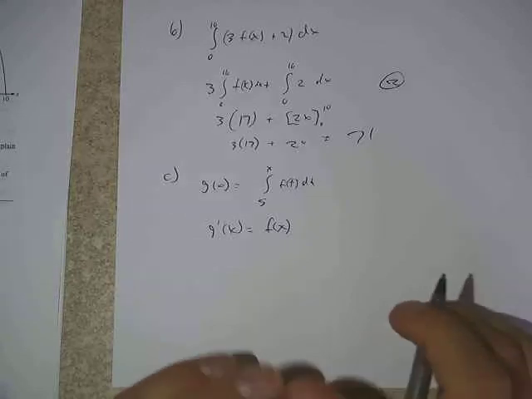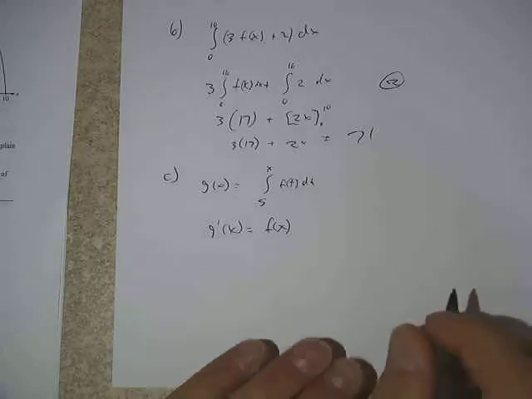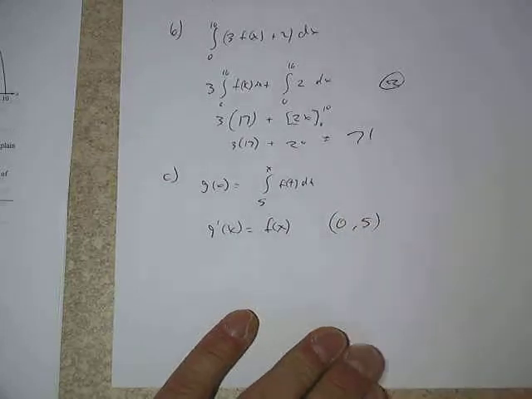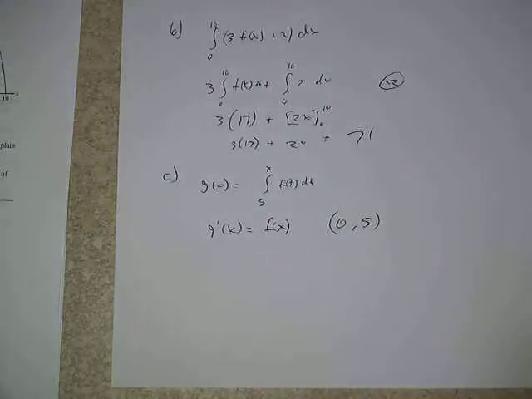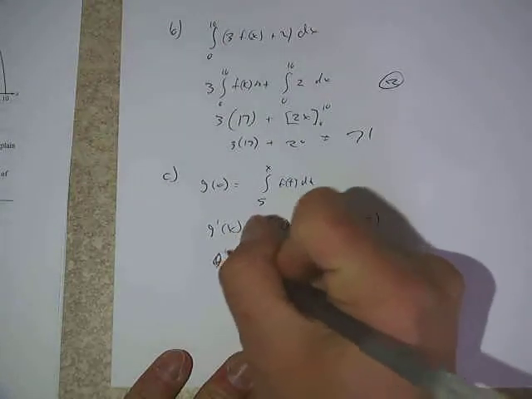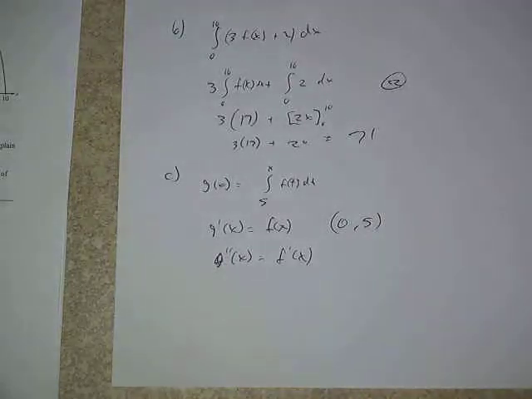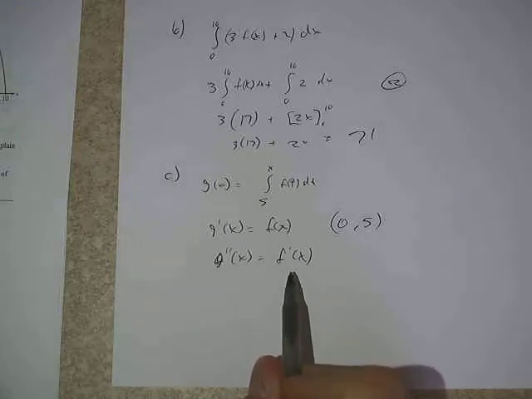Decreasing is going to be when g prime is negative. So g prime here, though, remember, is just f of x. It's the integrand evaluated at the upper limit. So ultimately, we're looking at a picture of g prime. So when is it negative? Because that's when g would be decreasing, is when its derivative is negative. It'd be negative on the 0 to 5, wouldn't it? Questions so far?